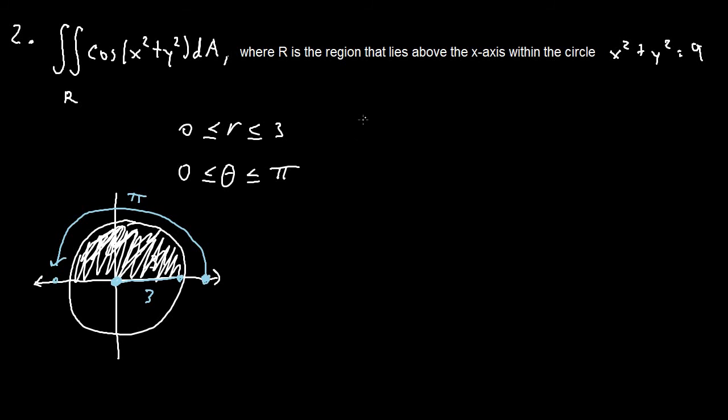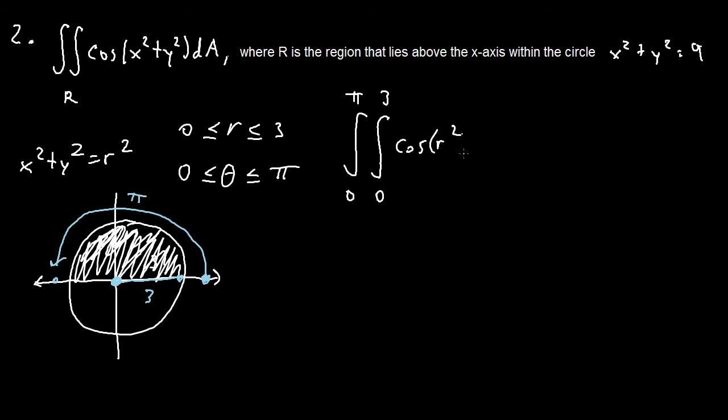So rewriting the double integral, the outer integral is going to be in terms of theta, so 0 to pi, and the inner integral is going to be in terms of r, so from 0 to 3. Now we have cosine of x squared plus y squared. If we're going to turn this into polar form, remember that x squared plus y squared equals r squared. So I can say cosine of r squared. Now don't forget, when we convert into polar form in double integrals, we always have to multiply by the extra r, and then we have dr d theta.